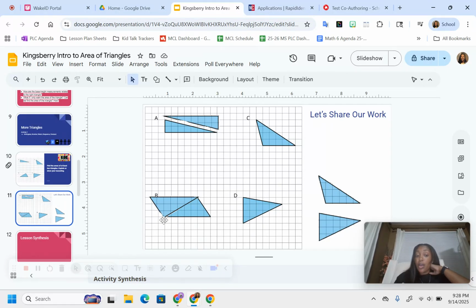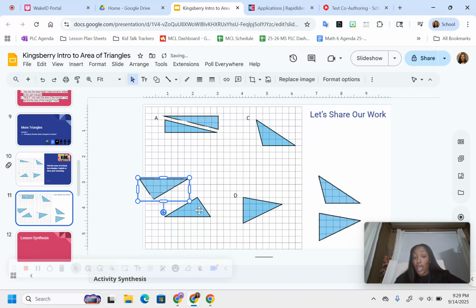And so this parallelogram has a base of 1, 2, 3, 4, 5, 6, 7, and it has a height of 1, 2, 3. So I'm going to do 7 times 3, which gives me 21. And that's the area of the whole parallelogram, both of the triangles together. So now that I know the whole parallelogram, if I want just the triangle, I can take 21 and divide it in half, or divide it by 2, which will give me 10 and a half.